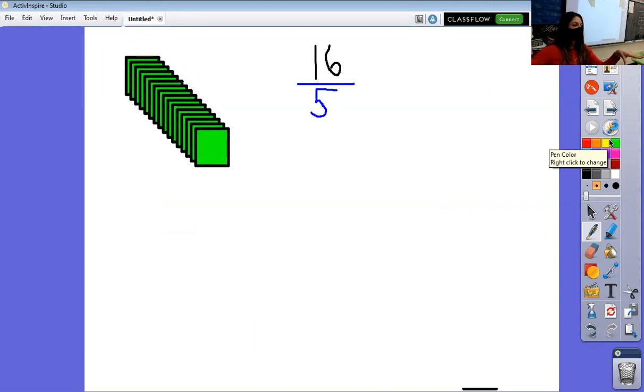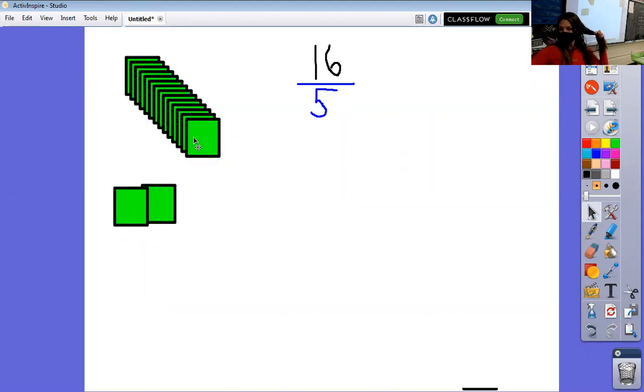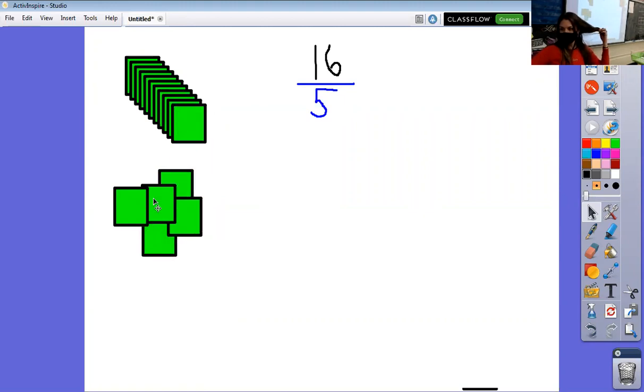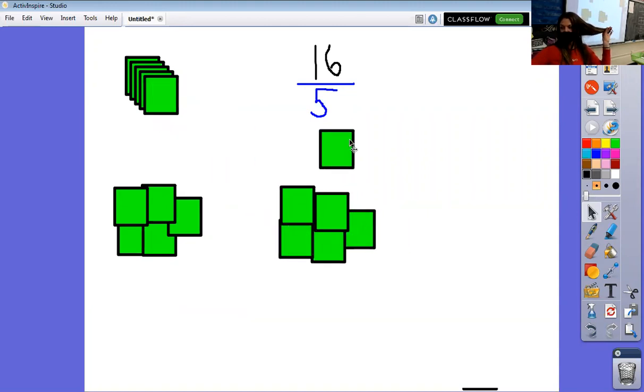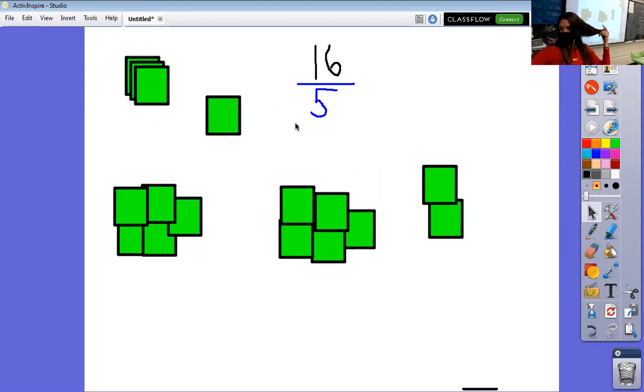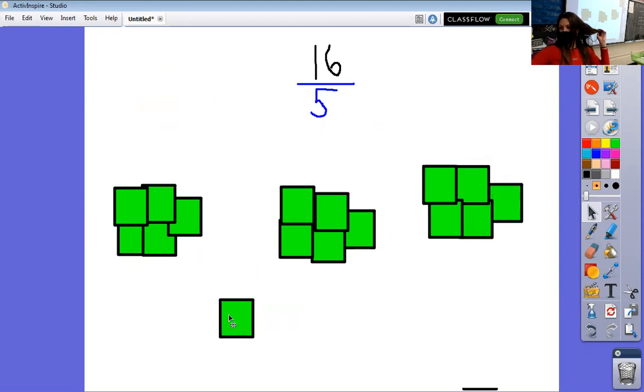If I put a value of 1/5 on each of these squares, how many piles can I make? I've got to put them in piles of 5. And when I'm putting them in piles of 5, what I'm physically doing is dividing them into groupings of 5. This is division in action right here. I'm dividing with my hands. And I have 1/5 left over.